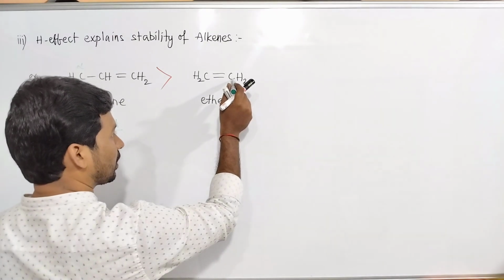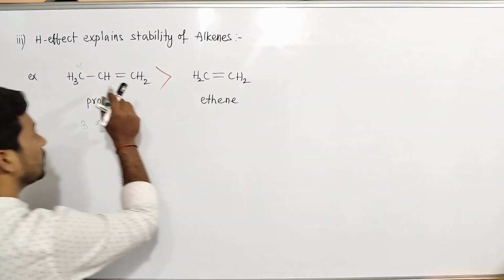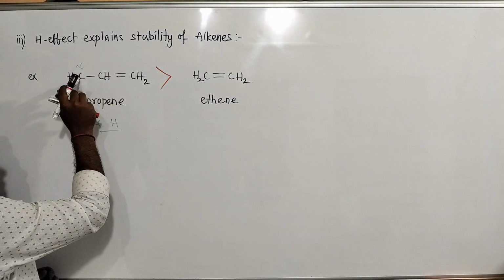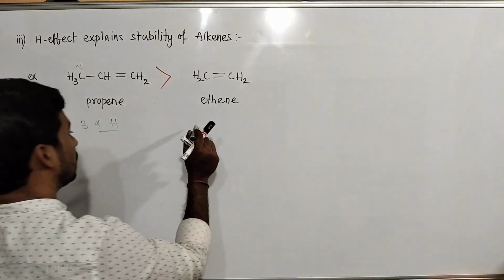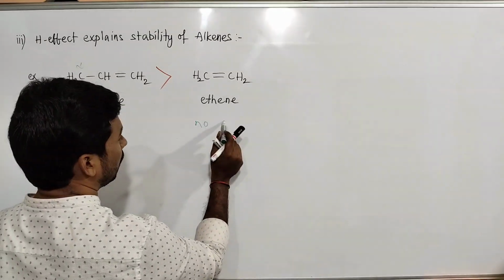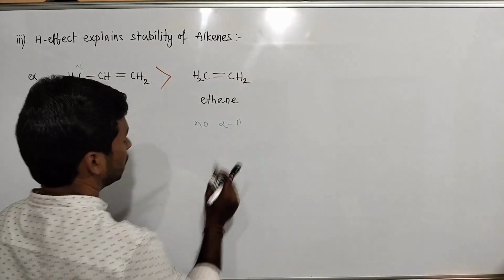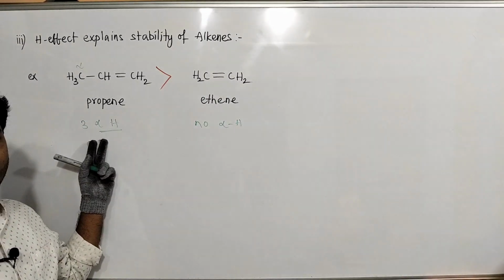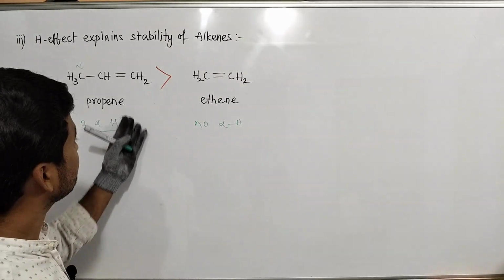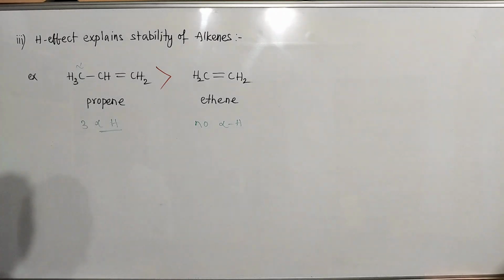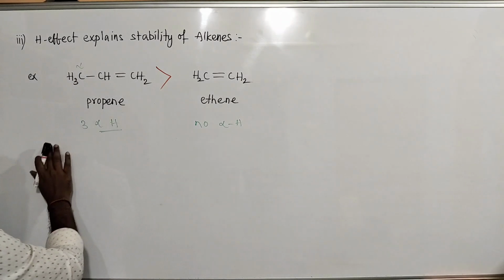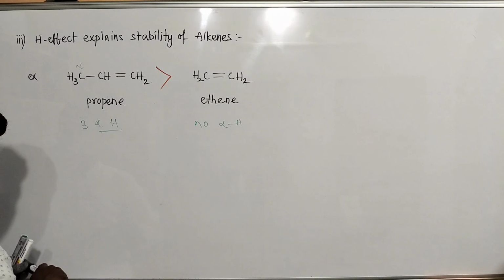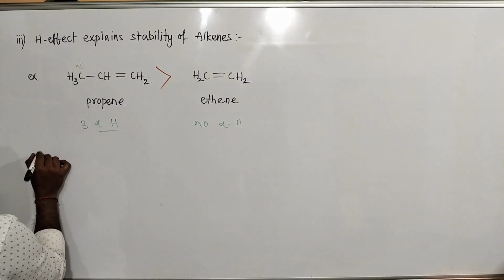This is a double bonded carbon, this is not adjacent. This is a double bonded carbon, this is the adjacent one, alpha. So there is no alpha hydrogen, and no alpha hydrogen means no hyperconjugation. 3 alpha hydrogens mean 3 hyperconjugative structures. That's why it is more stable. Okay, next, I will give the stability order of some alkenes.